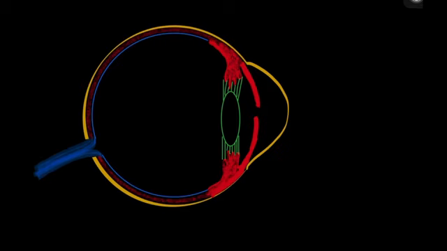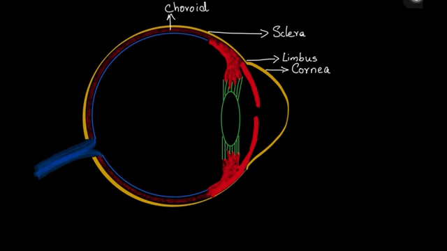Now we shall start labeling the different parts of the eyeball. The posterior opaque structure called the sclera, the anterior transparent cornea, and the junction between the sclera and the cornea, that is called the limbus. Coming to the uveal tract, the posterior part, that is called the choroid, the middle flat part, that is called the pars plana, and the finger-like projection called the pars plicata. Together, they form the ciliary body.